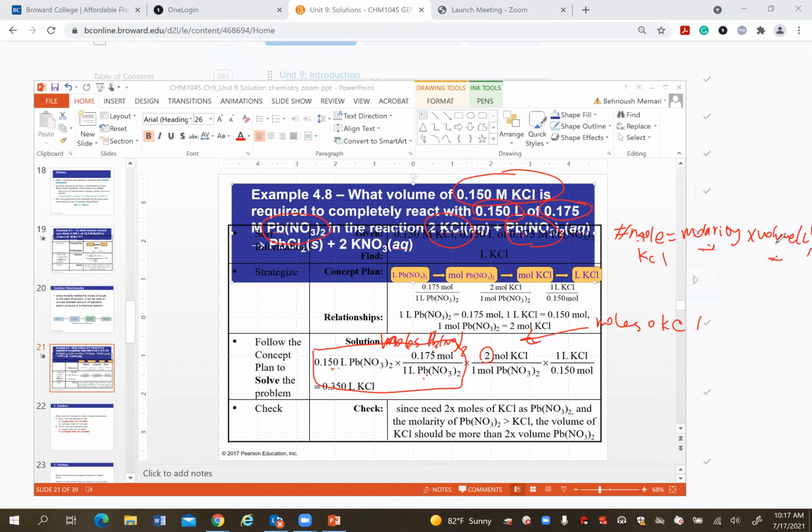Molarity is number of moles divided by volume, and number of moles is molarity times volume. So from the balanced equation, you find the number of moles using the ratio from the balanced equation, and you convert the moles of lead nitrate to moles of KCl. And when you have moles of KCl, then you would find the volume, because for every liter we have 0.15, because the molarity was given to us. That gives you the volume for KCl.